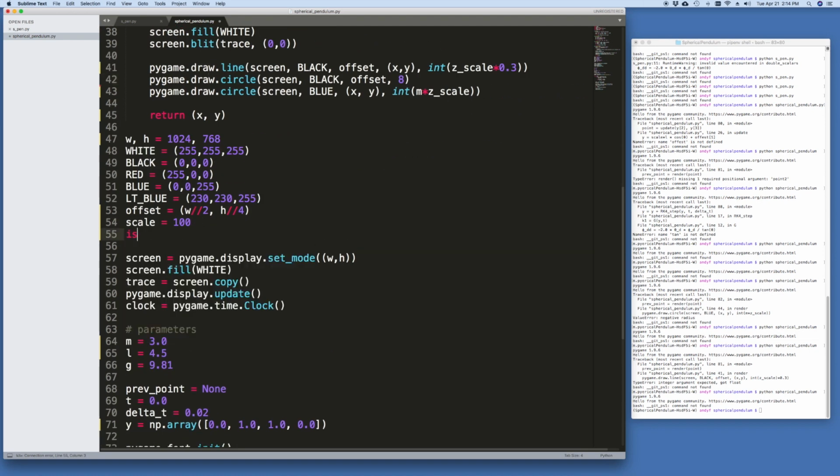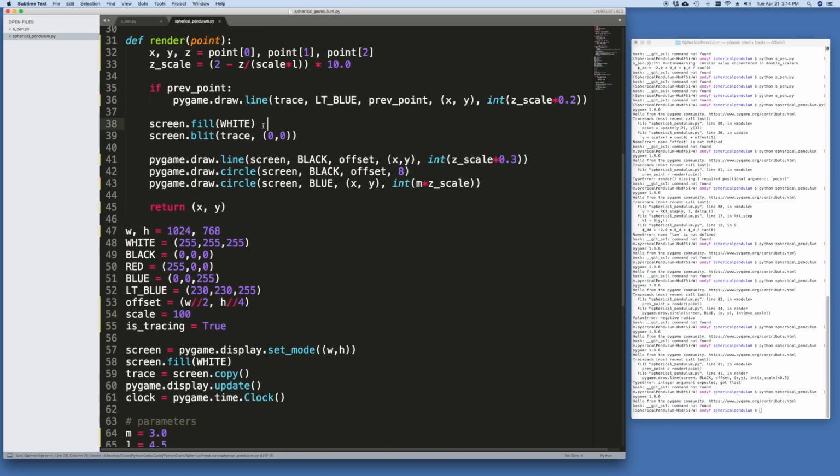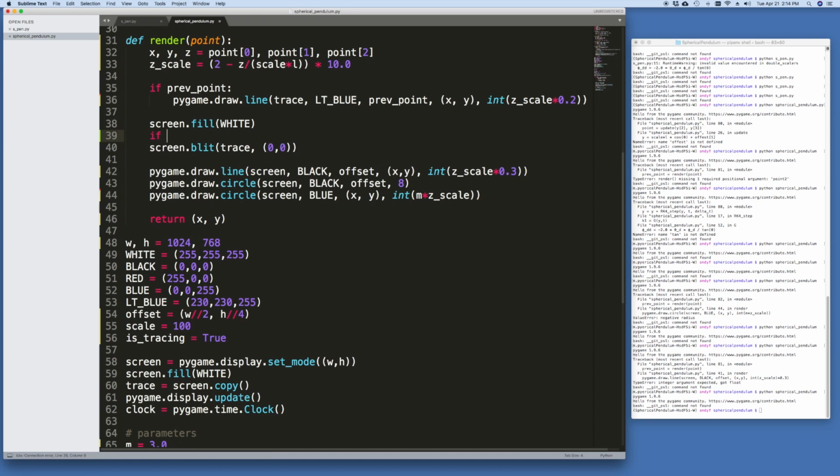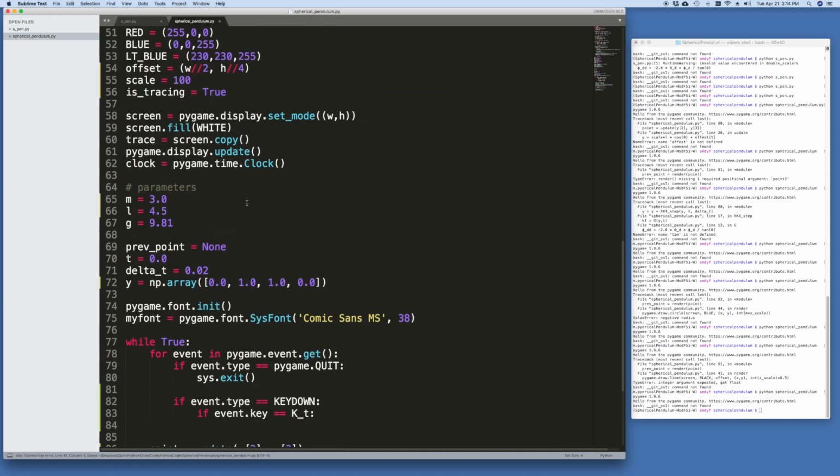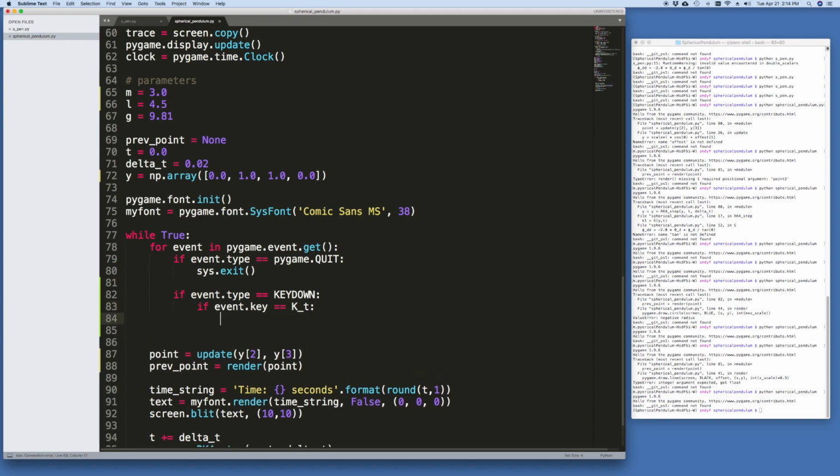I'm going to put a flag here called isTracing. We're going to set it to true. And then up here, we will only say if is tracing. So only if is tracing is true should you draw the trace layer. And then all that happens if you hit this key is it will say that is tracing is equal to, you just want to flip the Boolean value, so just not is tracing. Whatever it was before, we just want to not that.